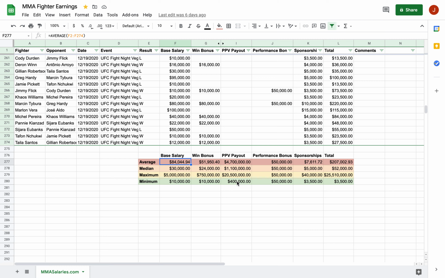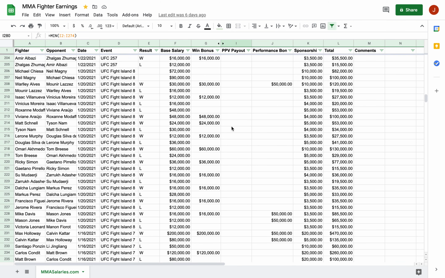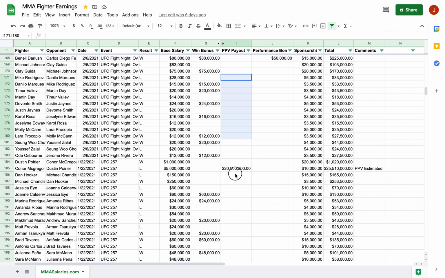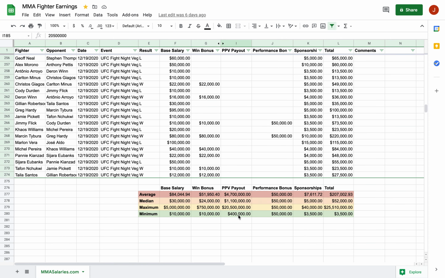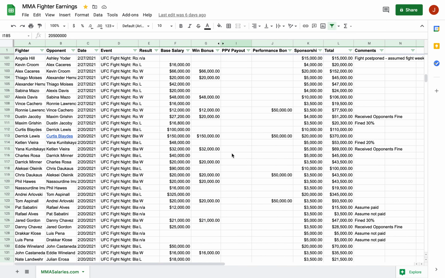Pay-per-view payouts, like the minimum, there isn't much data here because most people don't get to claim a pay-per-view payout. So if we even look, you'll see that a lot of this data is blank. We've got here Conor McGregor at the maximum of $20,500,000. It's an estimation because no one will know exactly, and that's the maximum. But someone got a minimum of $400,000, so let's check that.